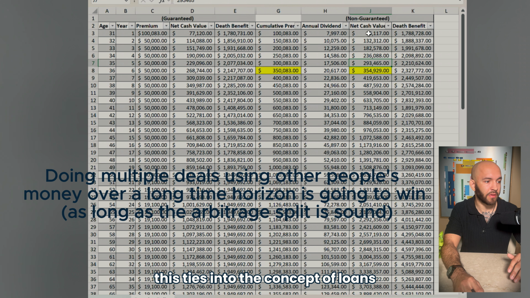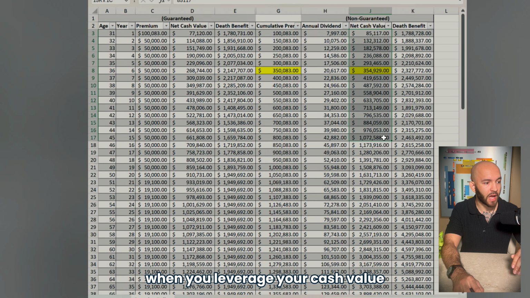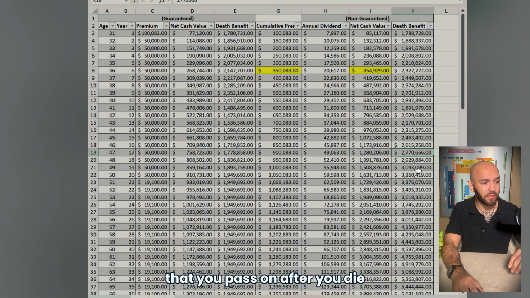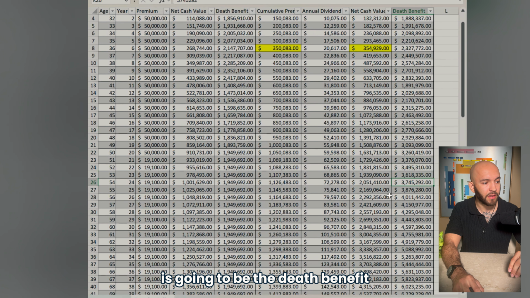This ties into the concept of loans when we're talking about these specific policies. The interest rate on these loans when you leverage your cash value is going to be about 1 to 2% less than what the actual market is. In addition, the life insurance company does not care if you pay back their loan. And this is why the total amount of death benefit that you pass on after you die is going to be the death benefit minus the outstanding leverage that you have in your system.